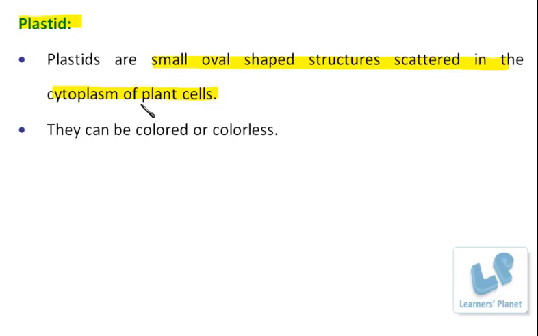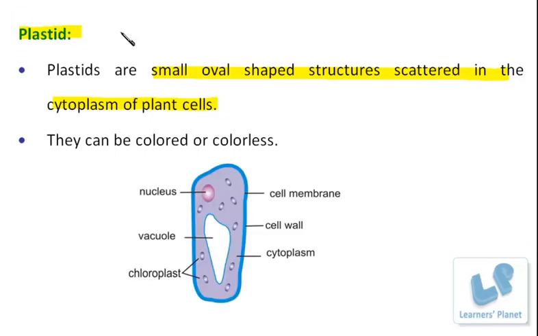You have seen that in the earlier diagram also. Let me show it once again. Well, can you see this in this diagram? These small oval shaped structures present here, scattered in the cytoplasm, are nothing but the chloroplasts, right? And of course, chloroplast is an example of the plastid. These oval shaped structures actually have different colors, and there are even some plastids which are colorless.